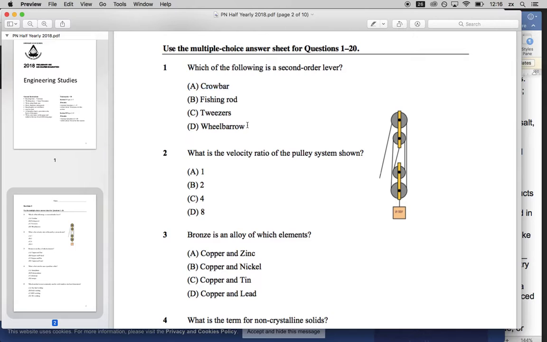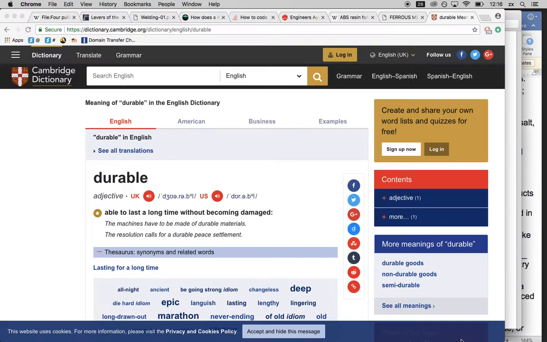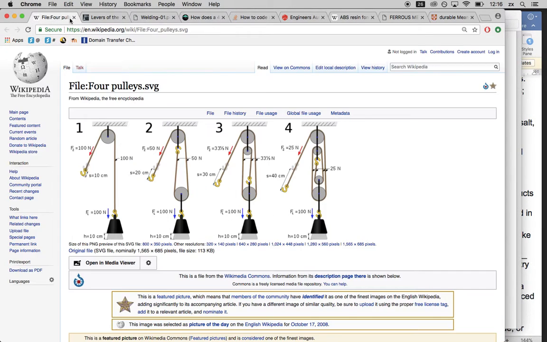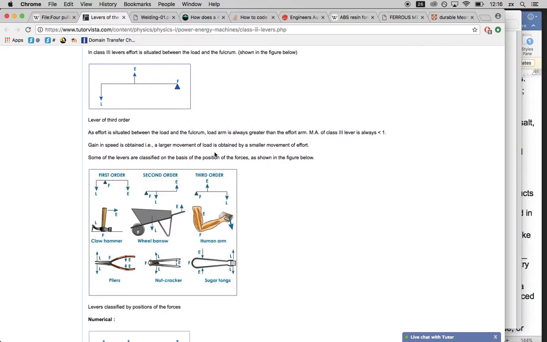So the first question is, which of the following is a second-order lever? The answer to that is it's a wheelbarrow. If we have a look at our three orders of levers, a first order lever is something like scissors or a seesaw or even a hammer. A second order lever is a wheelbarrow or a nutcracker.